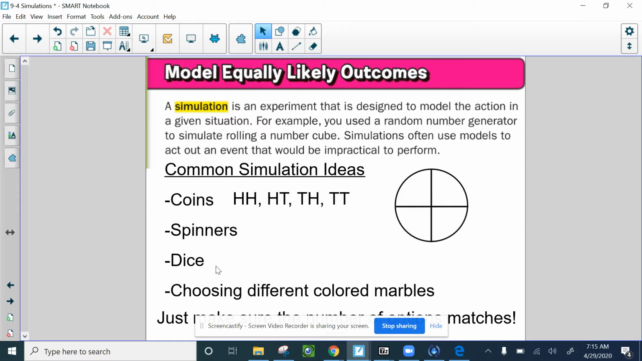Now, a dice, I could technically use a dice. I just have to get a little bit more creative with it.